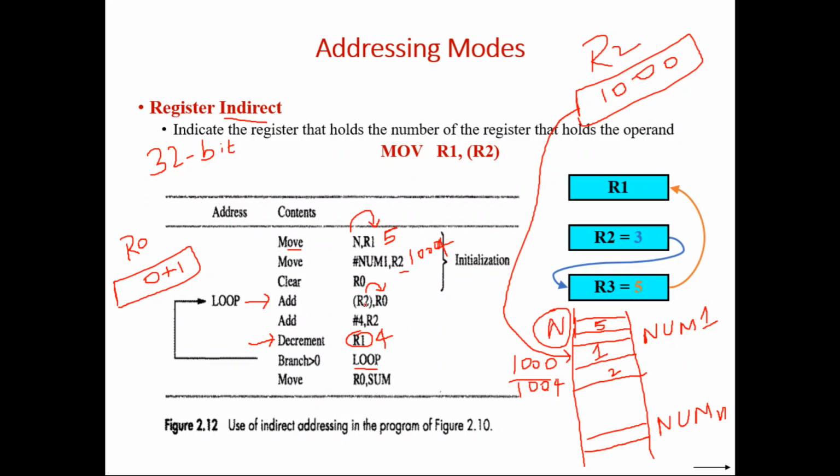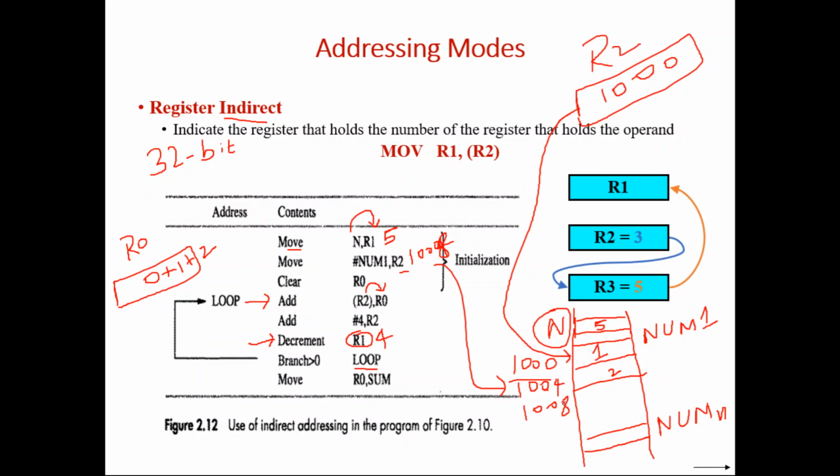That's R2 is a pointer. Now R2 is pointing to where? 1004. What is 1004? 2. So add 2 with R0. What is R0? Already it contains 0 plus 1. To that you add 2. Okay, right? Again add 4 to R2. Now R2 will become 1008. So it is referring to the location 1008.